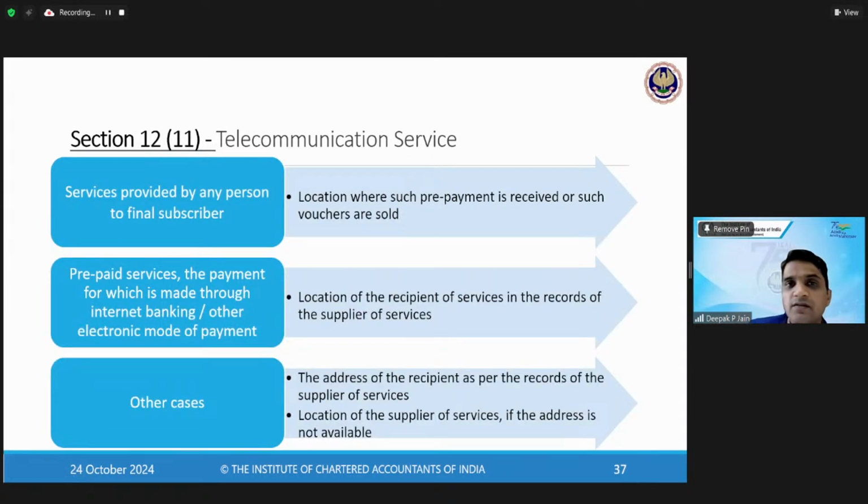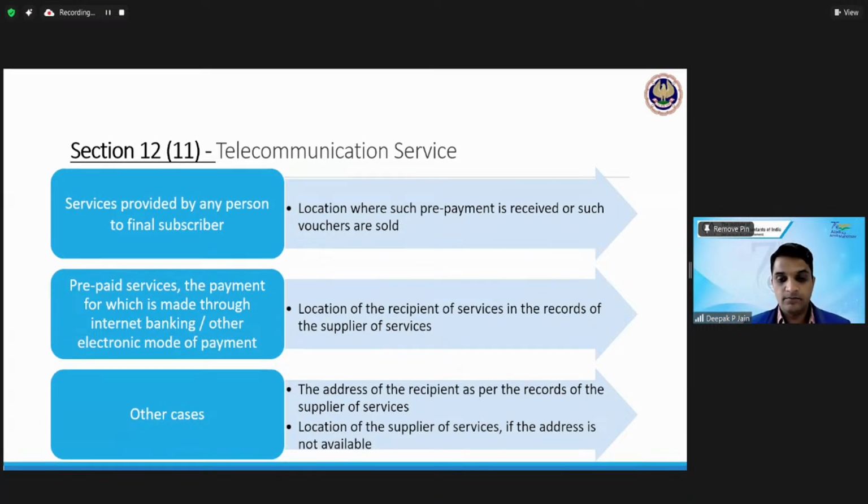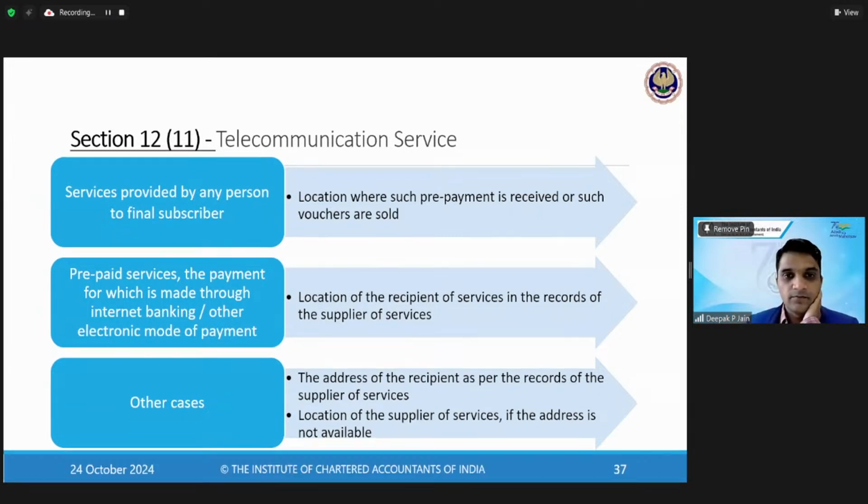12.11 was a little lengthy. Are you clear with it? Can anybody summarize 12.11? Yes, please raise your hand and summarize so that it'll be easier. Yes, Supriya.